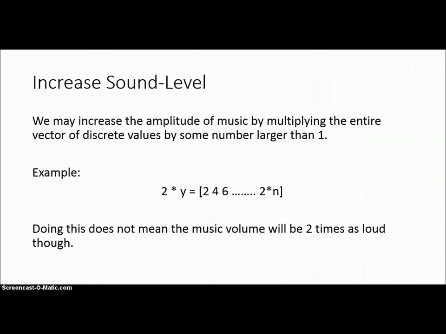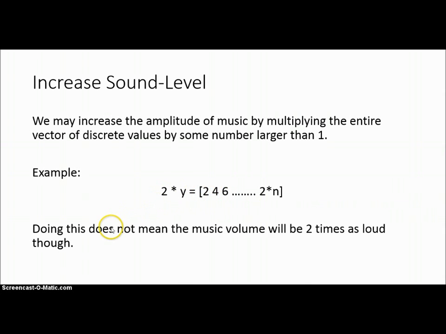All right, so now that we've finished talking about that, what about increasing the sound level? Well, you may think that in order to increase the sound level, all we have to do is increase the amplitude of each of the samples that are stored by some given value larger than 1. So let's say, for example, the number 2 here. We can increase the vector by multiplying the vector components by 2. So that means we go in and multiply the first value by 2, second value by 2, third, and so on and so forth.